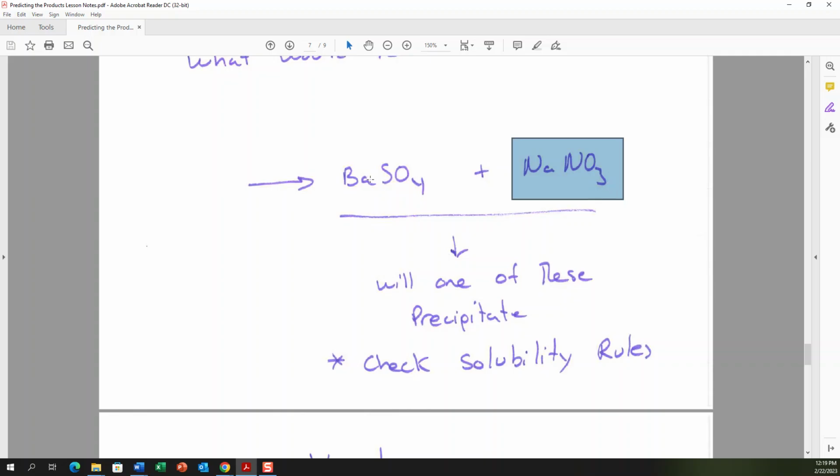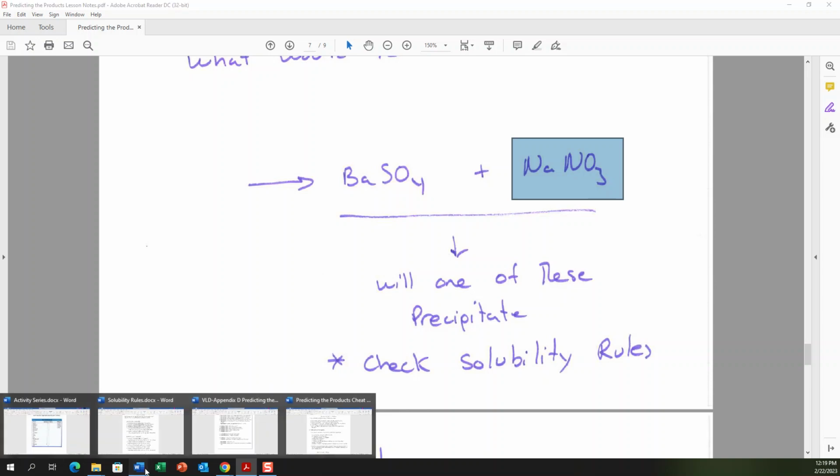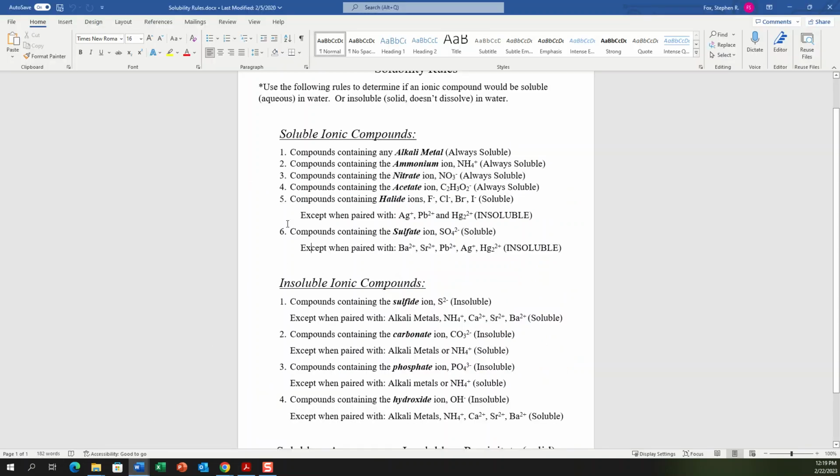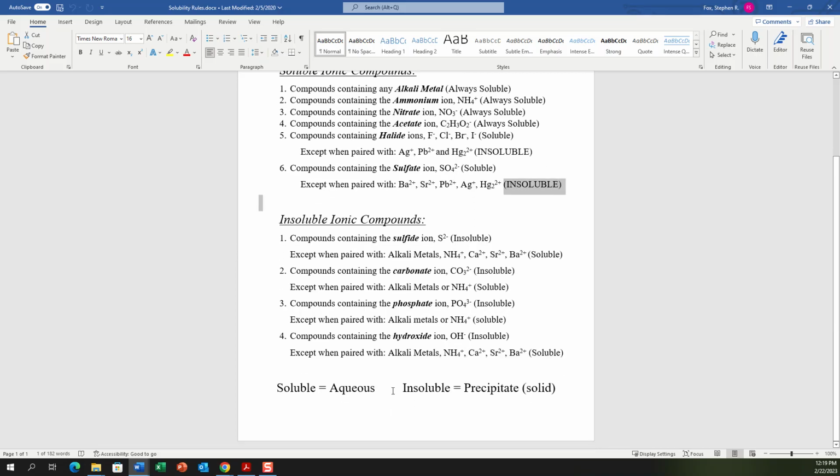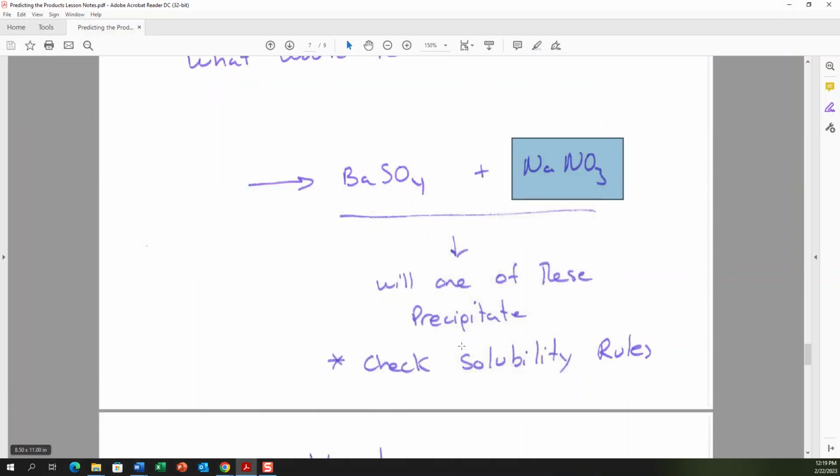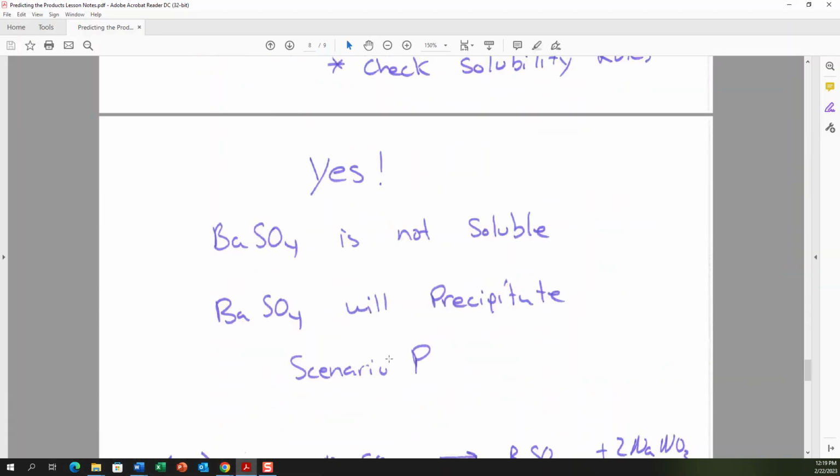Okay? But what about barium sulfate? Let's go to our solubility rules. All right, notice it says compounds with sulfate are most of the time soluble, but there are exceptions. And notice the first exception, barium paired up with sulfate. Barium sulfate is insoluble. That means it's going to precipitate. So we will get a reaction here. This will be scenario P.